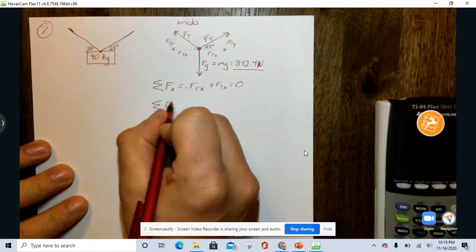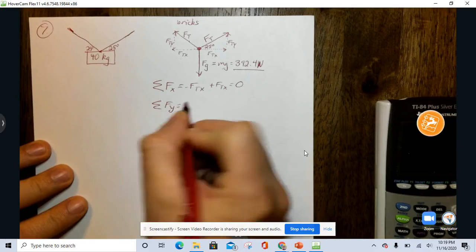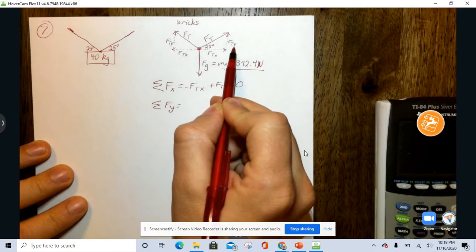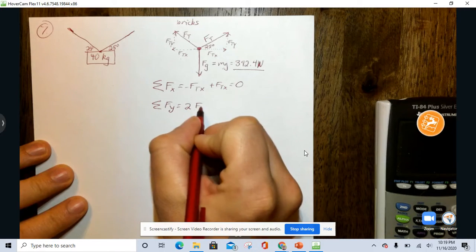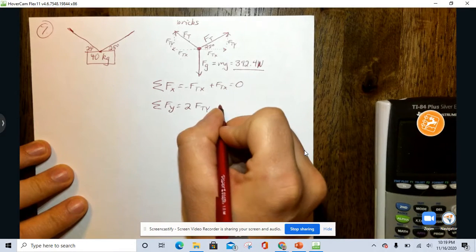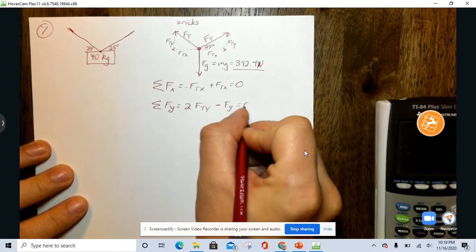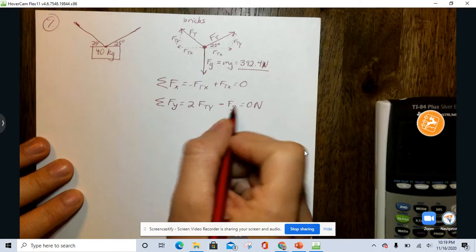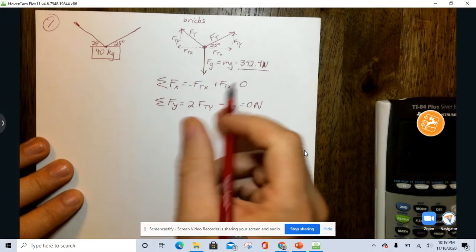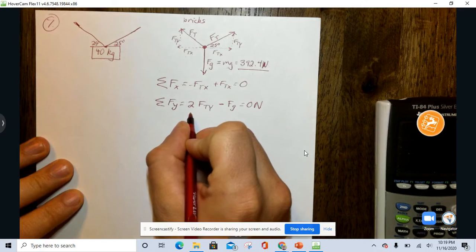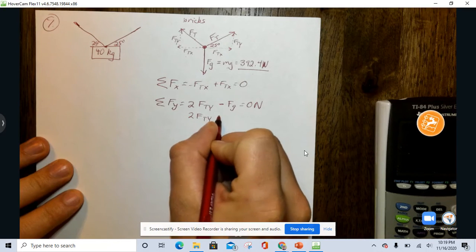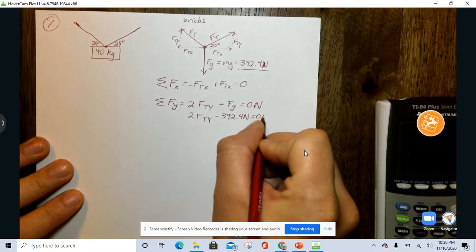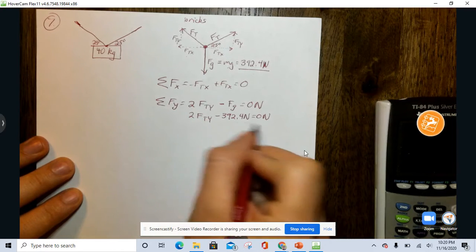That's not going to tell us very much at all. The important one is the sum of the forces in the y direction, because now we're going to have FTY plus FTY, so 2 times FTY minus FG is going to equal 0 because it's not moving. We can solve for FTY. That's a fine thing to do for here. And we've got 2 FTY minus 392.4 newtons equals 0 newtons.